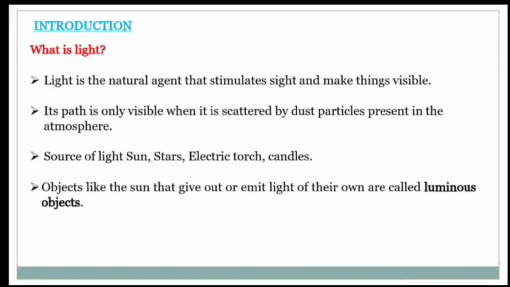What is light? Light is a natural agent that stimulates sight and makes things visible. Its path is only visible when it is scattered by dust particles present in the atmosphere. Sources of light are the sun, stars, electric torch, candles. Objects like the sun that give out or emit light of their own are called luminous objects.